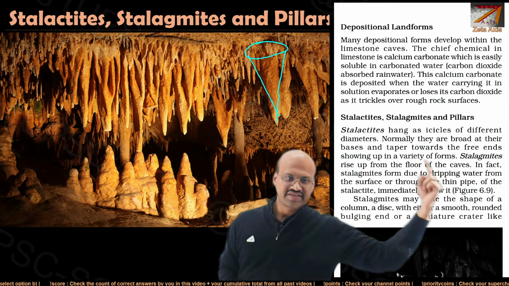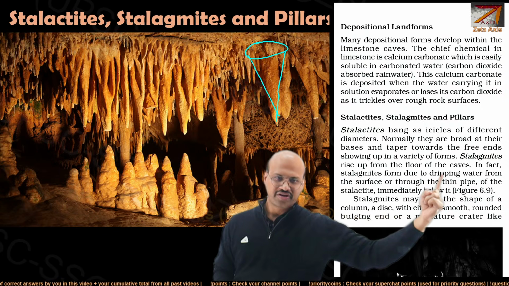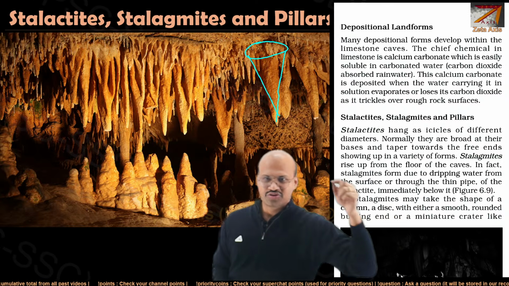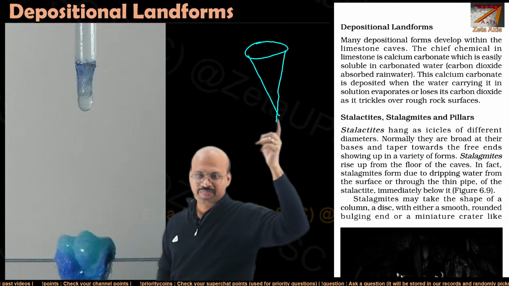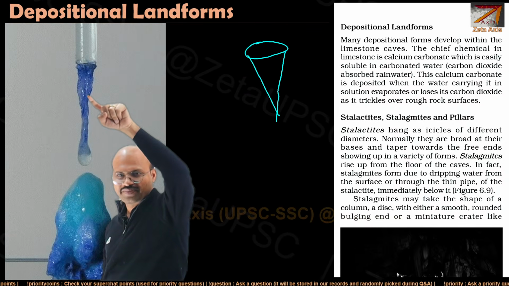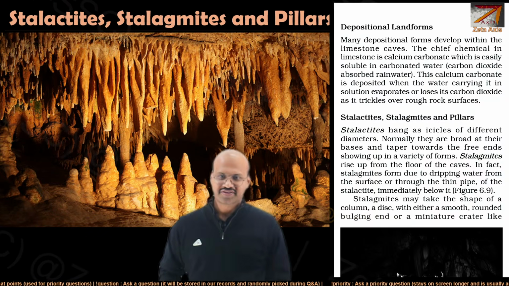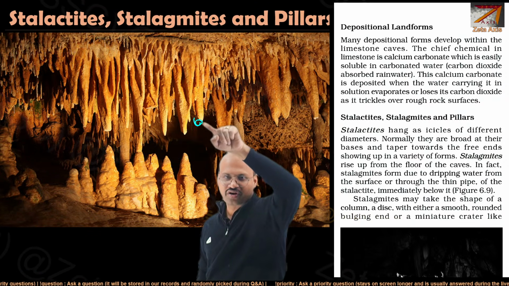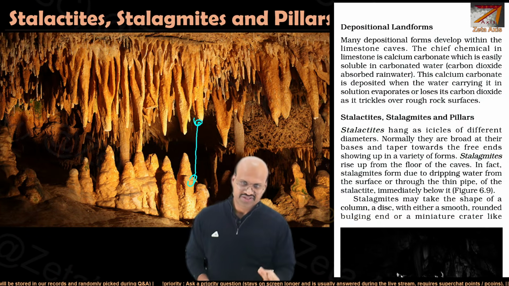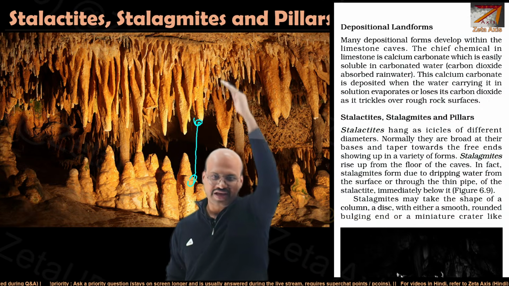Now we have stalagmites, which rise up from the floor of the caves. In fact, stalagmites form due to dripping water from the surface or through the thin pipe of the stalactite immediately below it. Basically, as you have seen in the previous video, when the water drops, it will deposit some elements over here as well as certain elements over here. Groundwater which drips from here will fall, and there also it will deposit certain elements. So that is why you will see formation of structures both from the ceiling as well as from the ground.